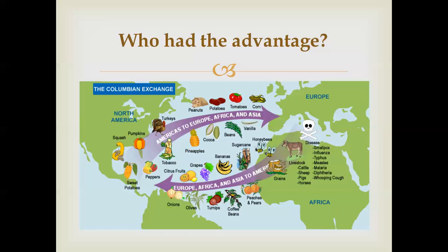Understand that the Columbian Exchange was the interchange of plants, animals, commodities, and diseases between the Old World, Europe, Asia, Africa, and the New World. So it's really important for you to be able to recognize that there were a number of benefits that flowed from the New World to the Old, and quite a few costs that went the other way.